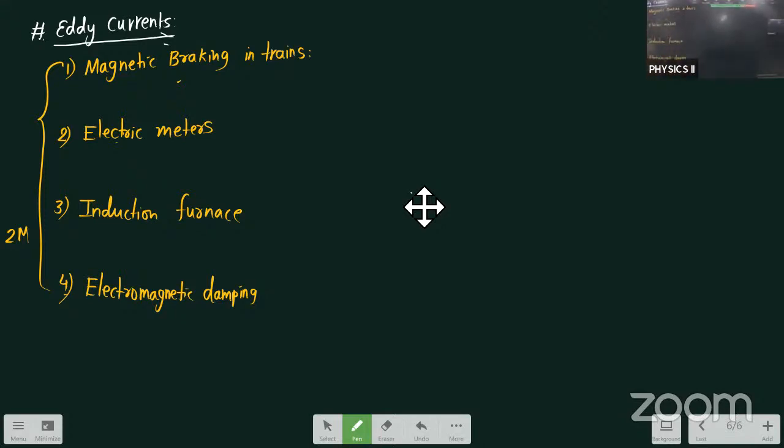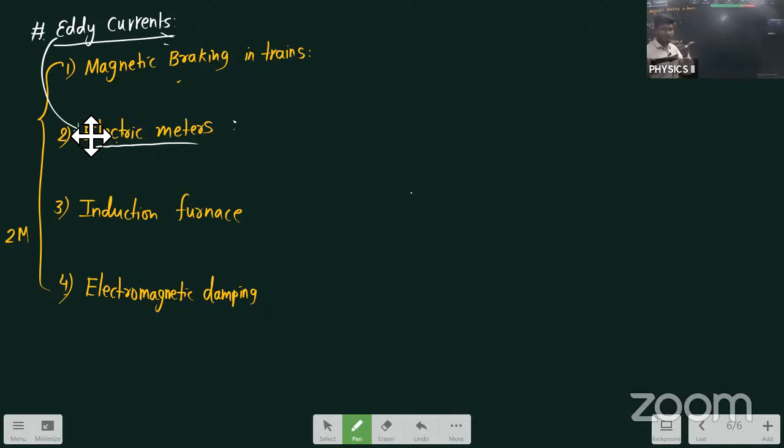Okay. So I hope you understood how eddy currents are utilized in magnetic braking in trains. What is the next thing? Electric meters. I don't know whether you have seen them. In olden days, electric meters had a shiny disc rotating in them. Nowadays we have digital meters. In those electric meters also, which phenomenon is utilized? Eddy current is utilized for running that shiny disc.